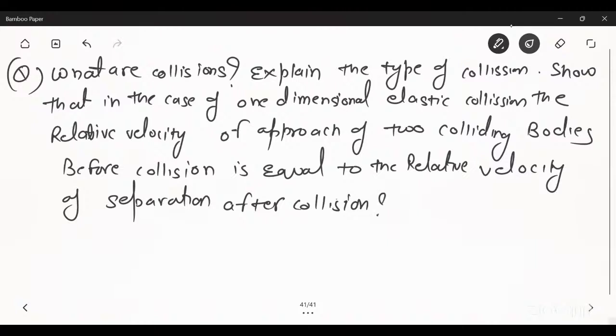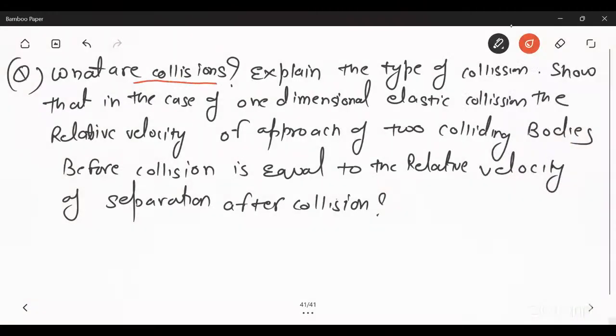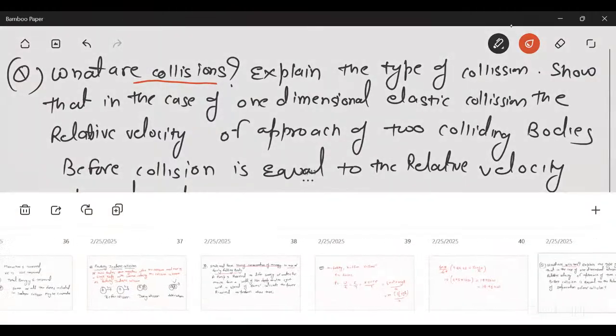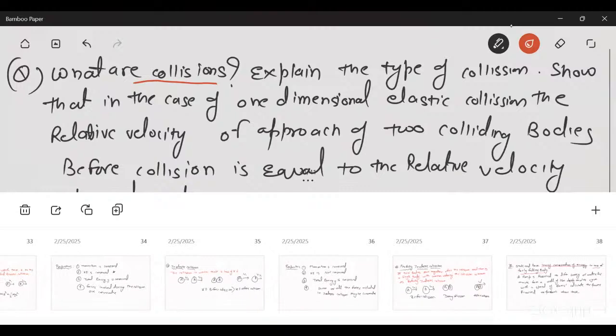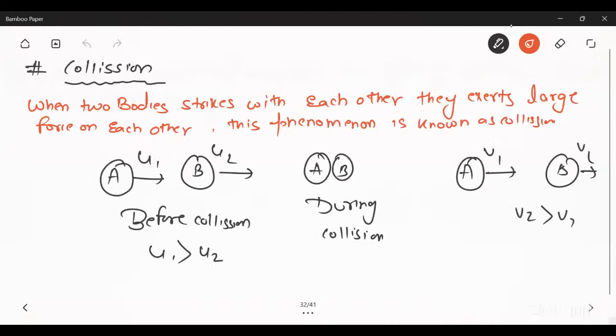Okay. So first, what is collision? I have discussed it earlier in the previous video, along with the types of collision. When two bodies strike each other, they exert a large force on each other. This phenomenon is known as collision. Two bodies moving with velocities u1 and u2 collide with each other, and after collision they move with different velocities. That is known as collision.